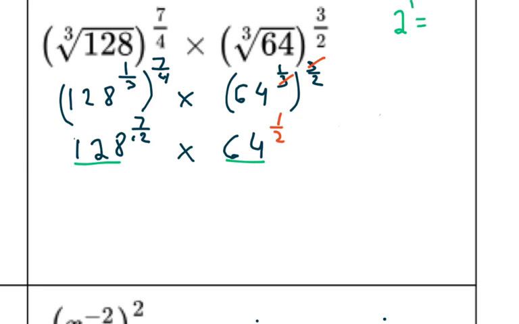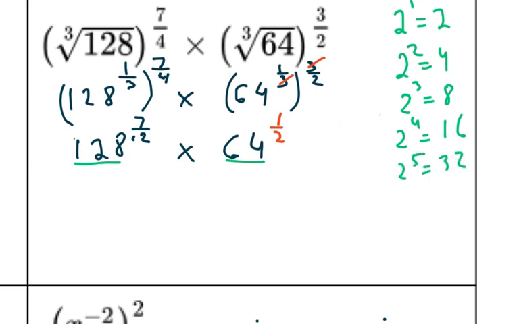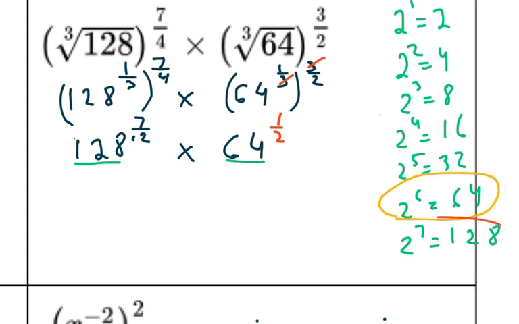Okay, 2 to the first power is 2, 2 to the second power is 4, 2 to the third is 8, 2 to the fourth, 16, 2 to the fifth, 32, 2 to the sixth, 64, 2 to the seventh is 128. I'm not going to go on because it seems like here we go. We have to use 2 to the sixth power and 2 to the seventh power.